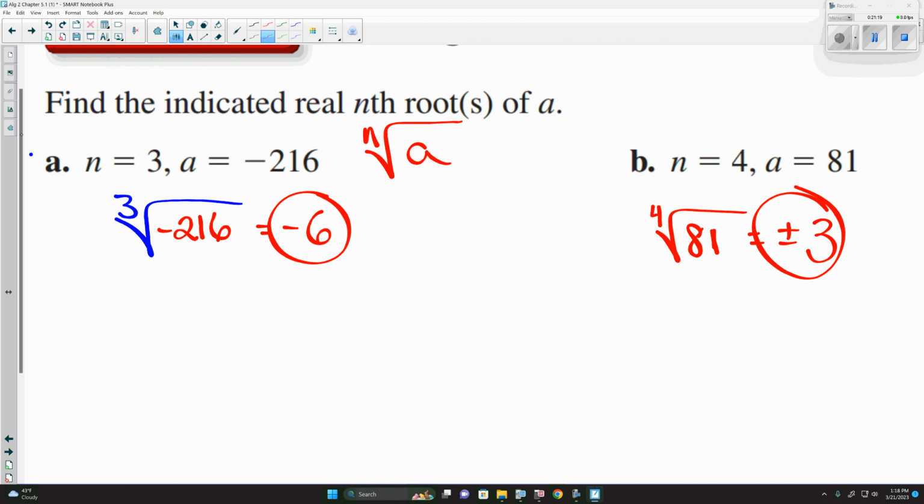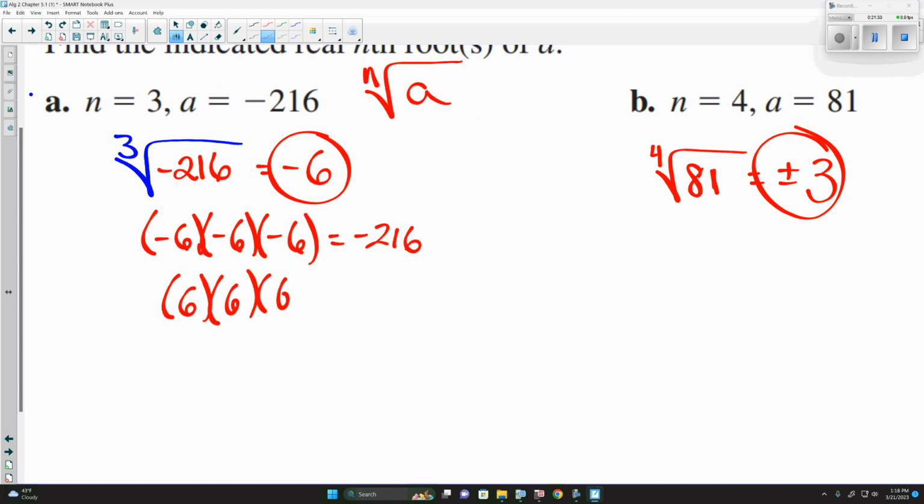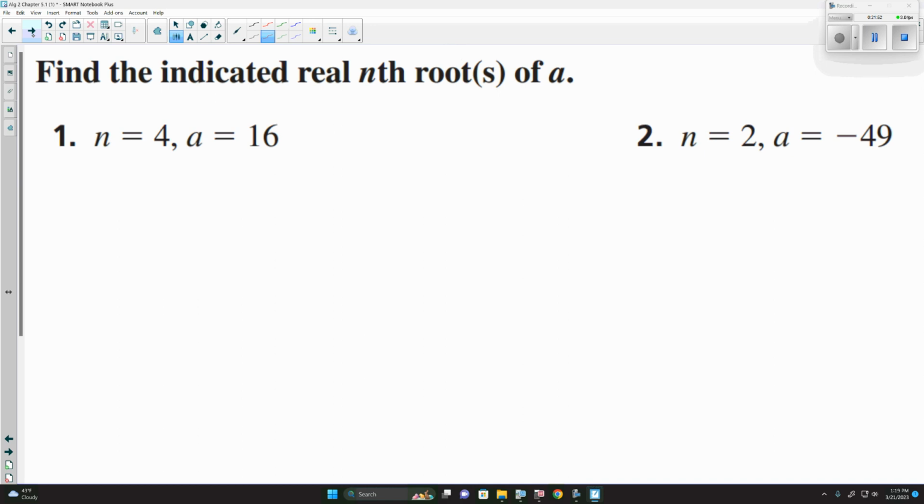Because for the first one, we're saying negative 6 times negative 6 times negative 6. And we end up getting negative 216 here. Now, if we did it with positive 6, we would still get 216, but it would be positive, not negative. With the even number, the negatives end up canceling each other out. That's also why we can take the odd root of a negative and not an even. Let's look at these last two.